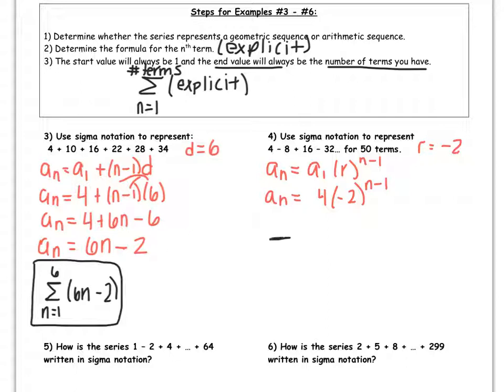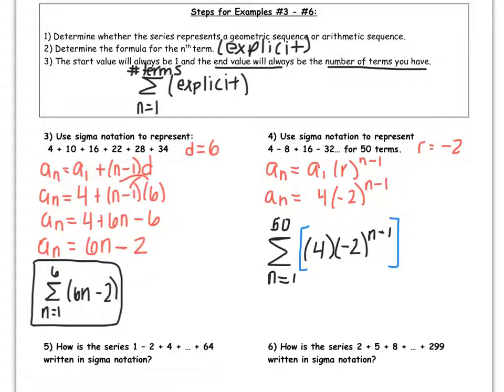So if we want to write our sigma notation, we always have n equals 1. And the number of terms that we have, it says for the first 50 terms. So we'll put 50 up here. And the explicit formula goes here. So 4 times negative 2 to the n minus 1. And if you want to be all particular with parentheses, you really could put this whole thing in brackets, just like so.